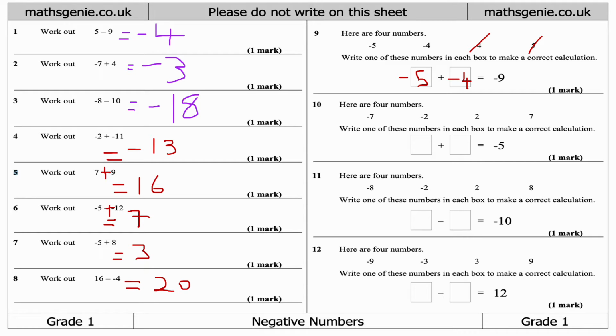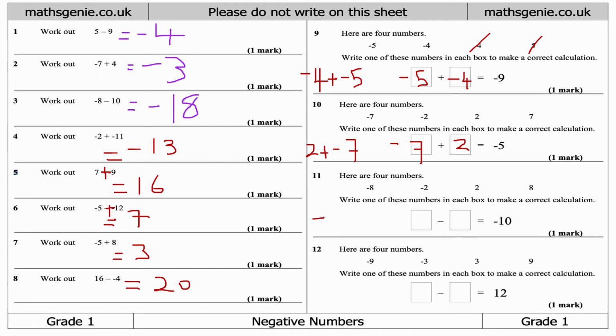Question number 10. Here are the 4 numbers. Write one of these numbers in each box to make the calculation correct. So it's minus 7 plus 2, or 2 minus 7. Or I can have it as 2 plus minus 7. So that's also correct. And for this one here, I can have it as minus 4 plus minus 5. It will still give me the same answer.